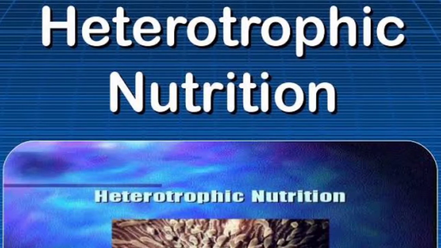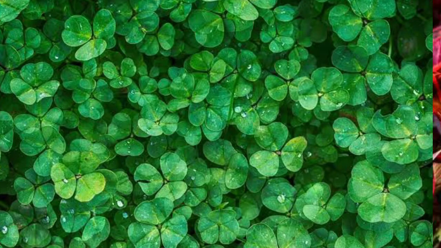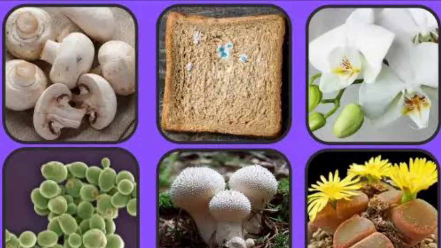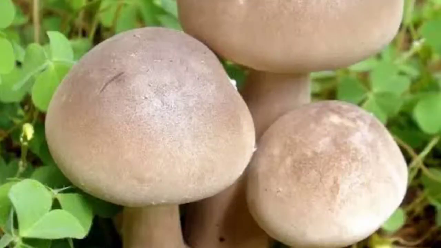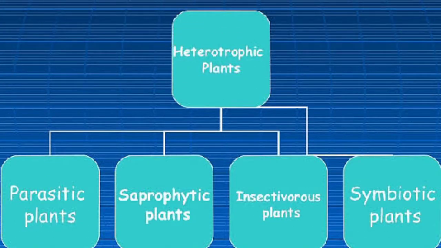Now let's discuss heterotrophic nutrition. Most plants on earth are green, but there are certain plants which do not contain chlorophyll, neither in their leaves nor in any other part. Such plants are called non-green plants, and non-green plants are unable to manufacture their own food. These are called heterotrophic plants. They are dependent on others for food. Heterotrophic plants are of four types: parasitic plants, saprophytic plants, insectivorous plants and symbiotic plants. So let's discuss all these.